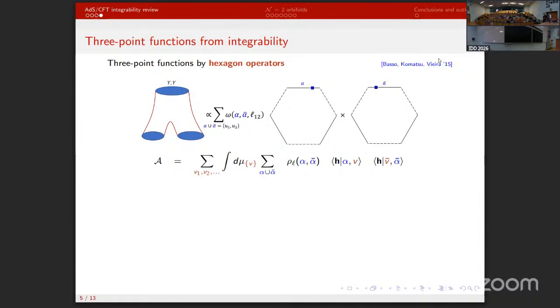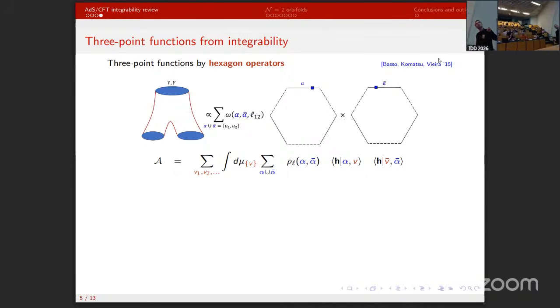And then about 11 years ago, 2015, 3-point functions also became accessible by integrability. And this was done by Basso, Komatsu, and Vieira, who introduced this hexagon form factor prescription. So the idea is you take a 3-point function, and we'll look at it in this worldsheet picture, for instance, where it looks like this pair of pants. And now you cut it along these seams here, so these red lines, and then you take it apart, and you get these 2 hexagonal patches. I hope that was more or less clear.